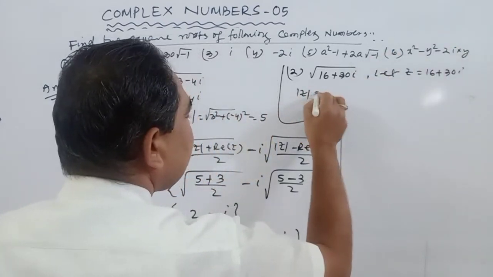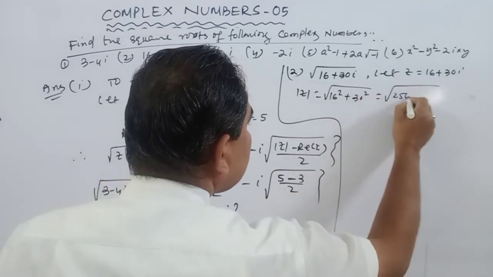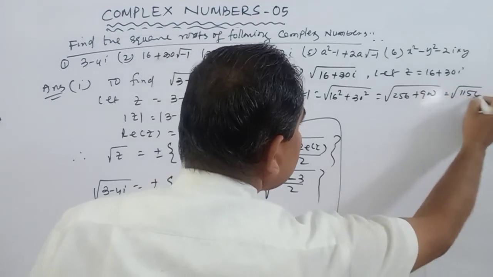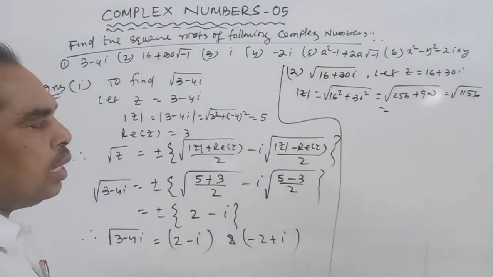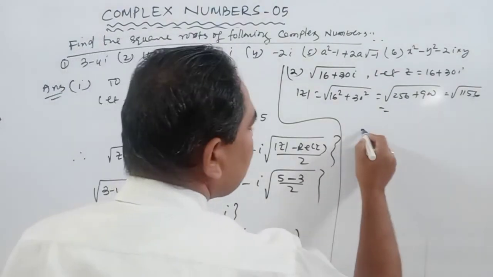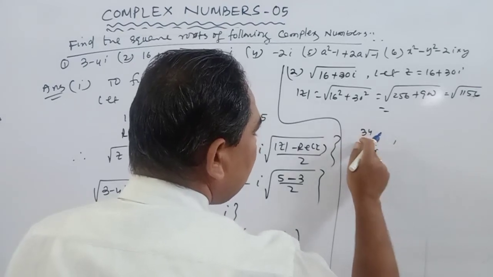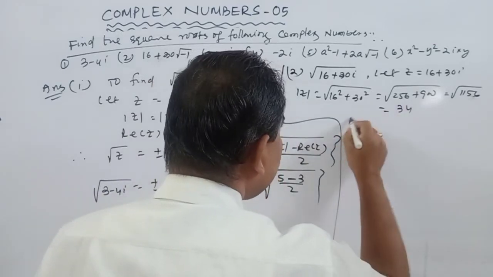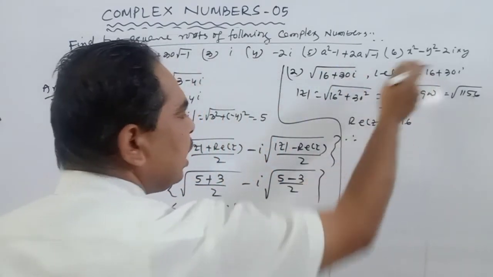So mod of z is the square root of 16 squared plus 30 squared, which is 256 plus 900, that is root 1156. 1156 means what? This is 34, I think. 34 times 34 is 1156. So mod z is 34, and real z is 16.